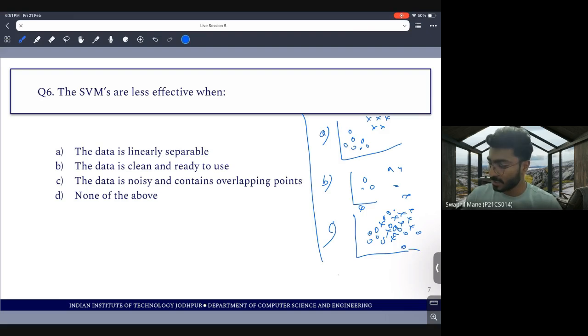Option D is none of the above. So, considering these options, I have simplified the three options. What do you think, which option is correct for this question? It's very trivial, a straightforward question. Any other response? Less effective.